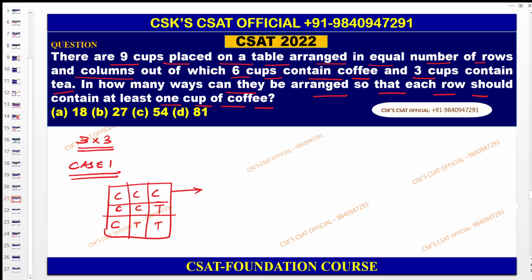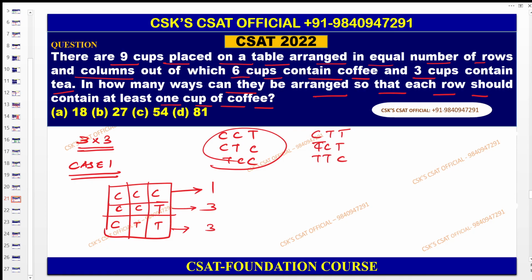3 cups of coffee arranged in one row. So therefore 1. Okay. Then 2 cups arranged in this row can be arranged in 3 ways. Why 3? CCT, CTC, TCC. So that is why 3 here. Same here, 3. Getting why 3? CTT, TCT, TTC. Okay, that is why 3 here. Now try to understand. So this is nothing but 1 into 3 into 3.